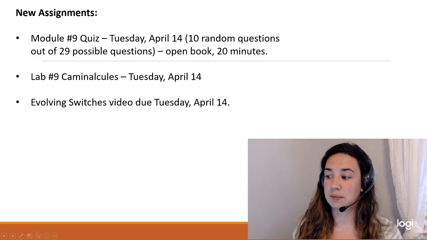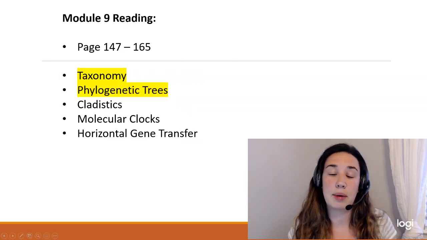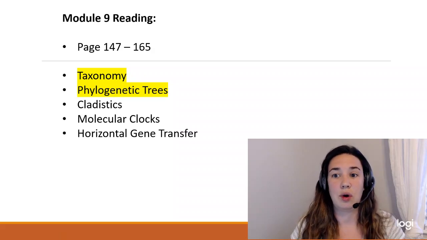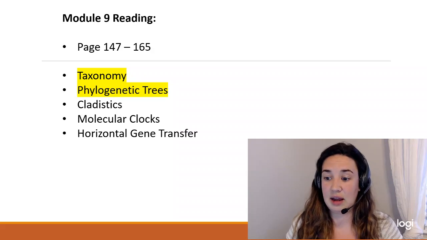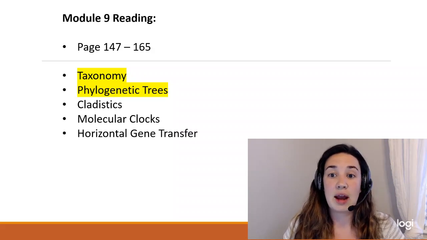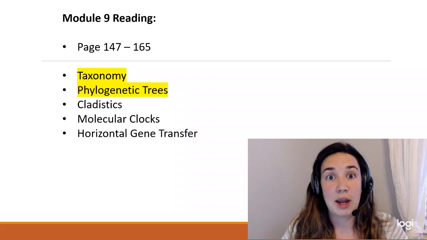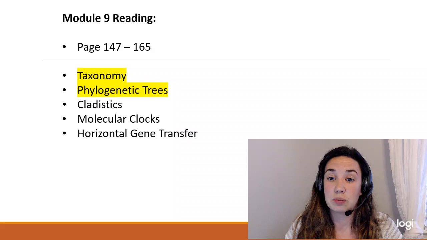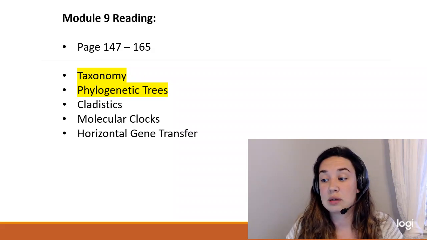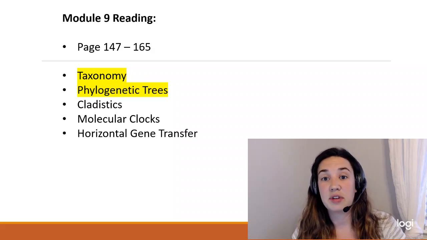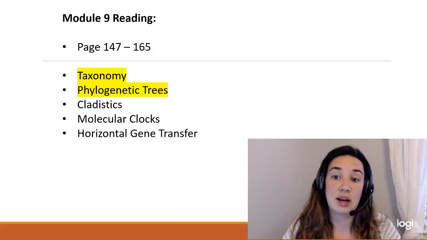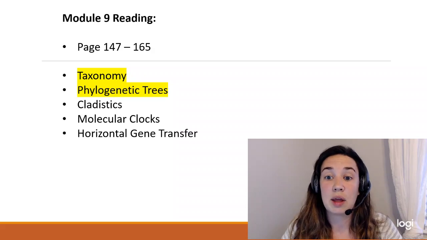All right. So now that I've talked all about everything that we have due, now let's get into our lecture for today. So for Module 9, as I mentioned before, the reading is page 147 to 165. So make sure you're doing your reading in your book to prepare for that module quiz. But we have 5 different sections in that module: taxonomy, phylogenetic trees, cladistics, molecular clocks, and horizontal gene transfer.